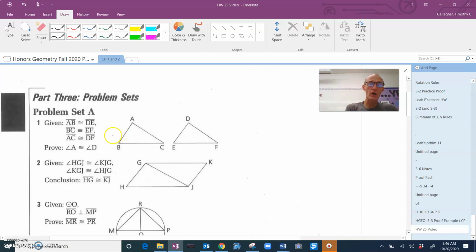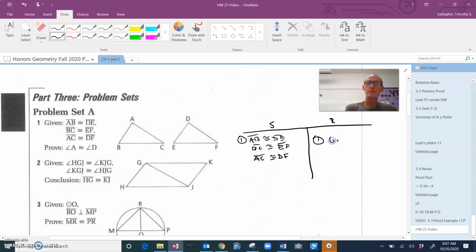So for problem number 1, you can see the givens. Now we have to set this up in a 2-column proof. And you have these 3 givens. You have AB congruent to DE. And then you have BC congruent to EF. And then you have AC congruent to DF. Now, this is all given.